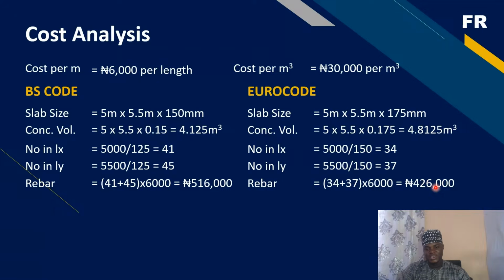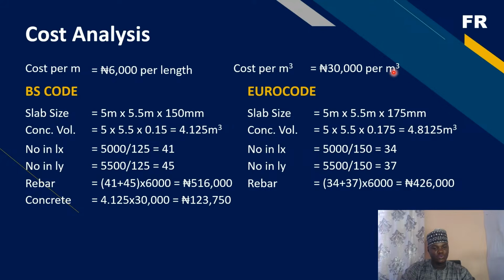You can now see, even though the Eurocode tends to give higher thickness of concrete, the spacing is reduced. So therefore, you can save more on the reinforcement. So let's look at the cost of concrete. For concrete, we assume 30,000 naira per cubic meter. So based on the BS code, we have 4.125. If you multiply that by 30,000, for one panel of 5 meters by 5.5 meters by 0.15, you have 123,750 naira. This is for the BS code.